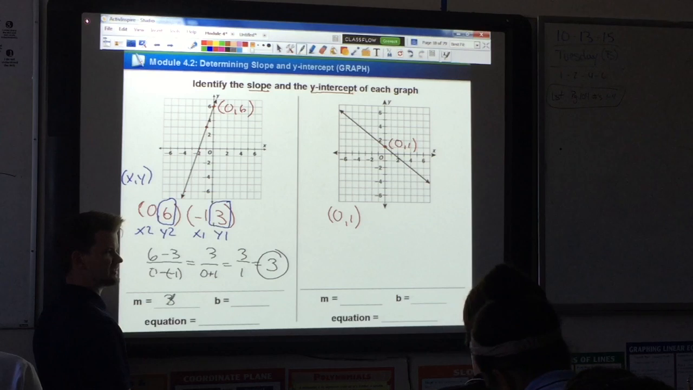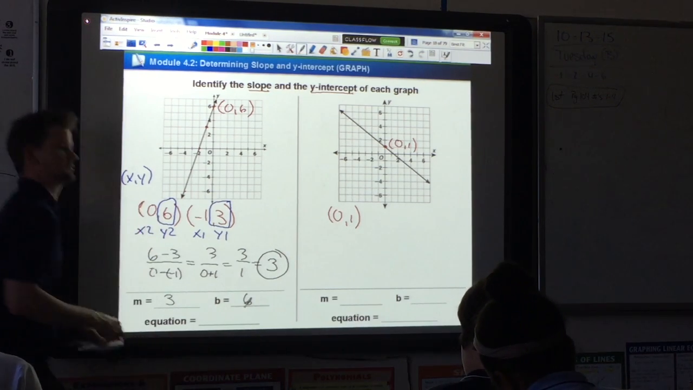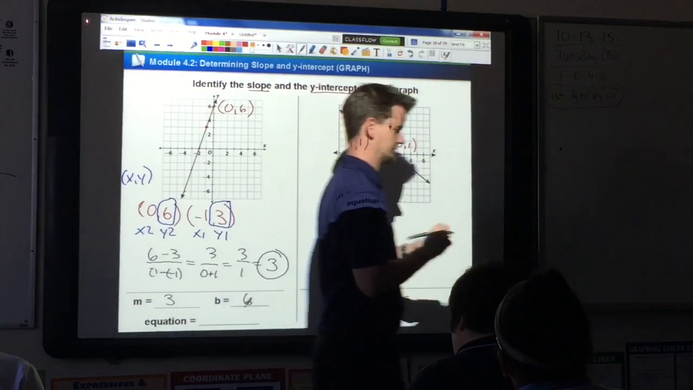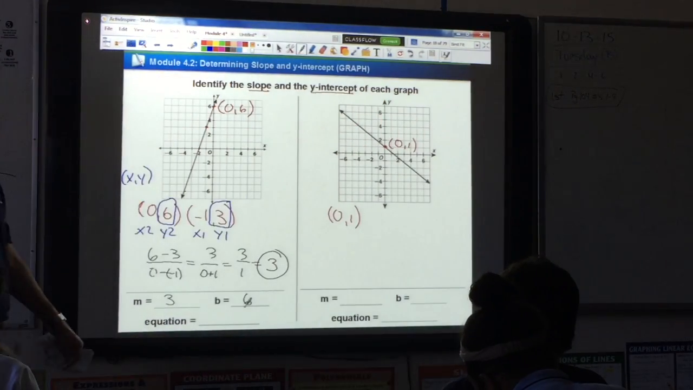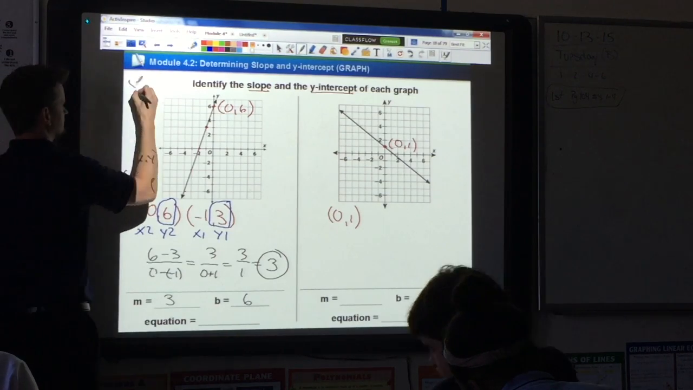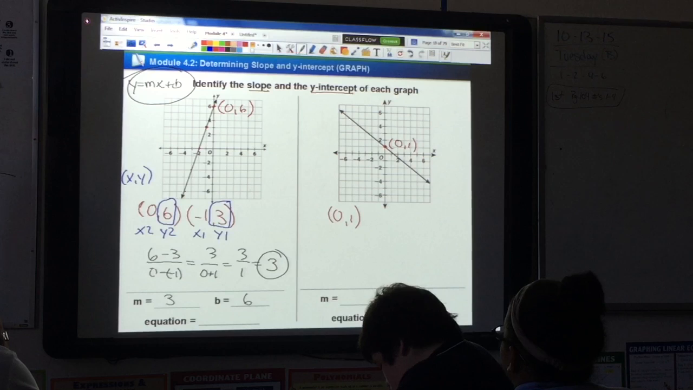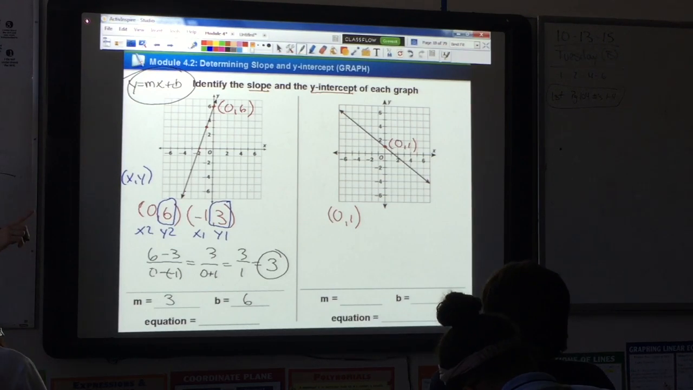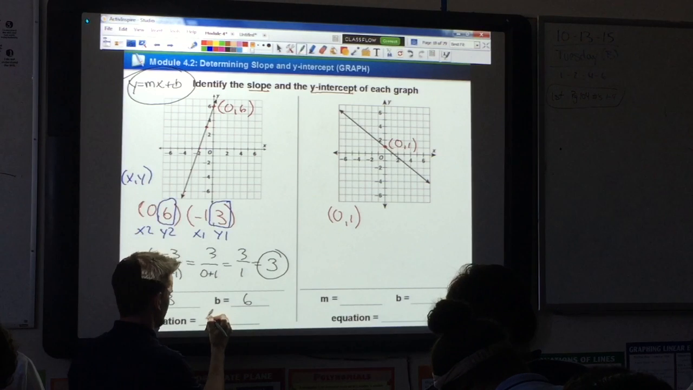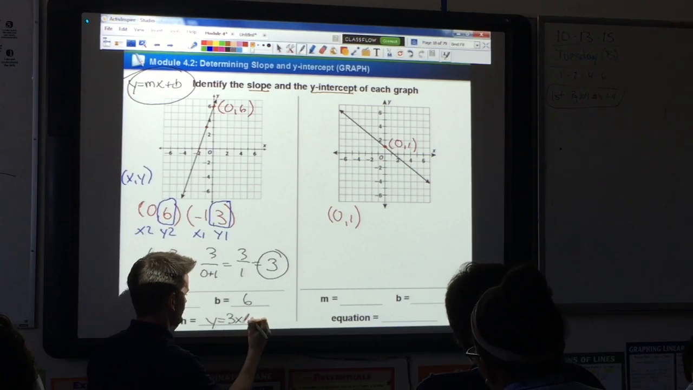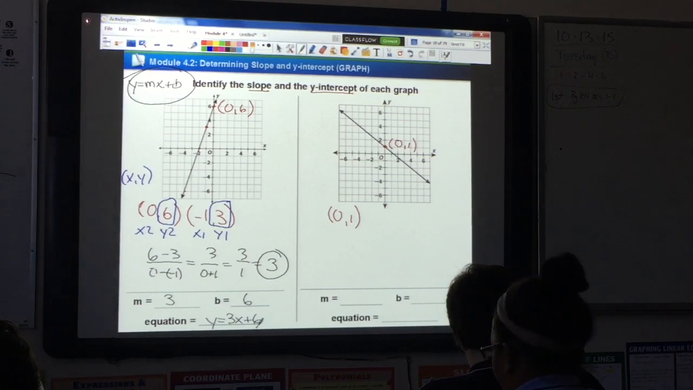What was my y-intercept? 6. So, to finish all this off, write my equation. What's my equation going to be? In this format, what's the equation of this line? 3, okay. Beautiful. The equation of this line is y equals 3x plus 6. Good job. Any questions on that first one?